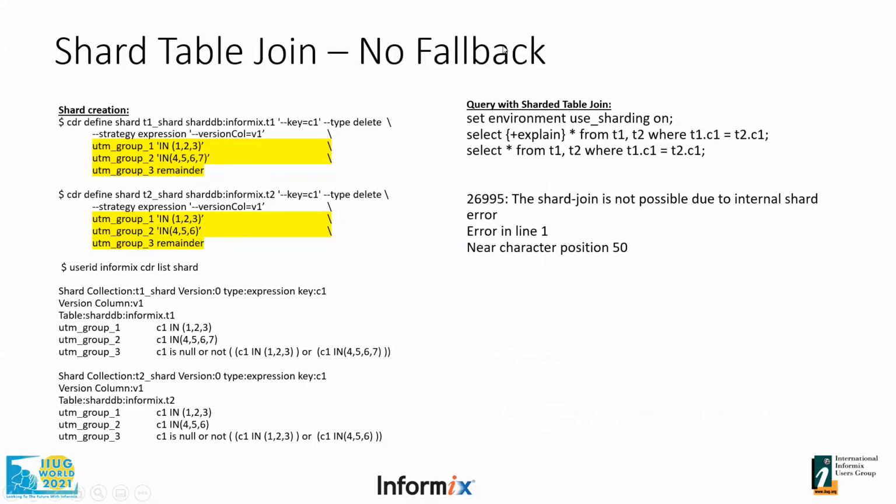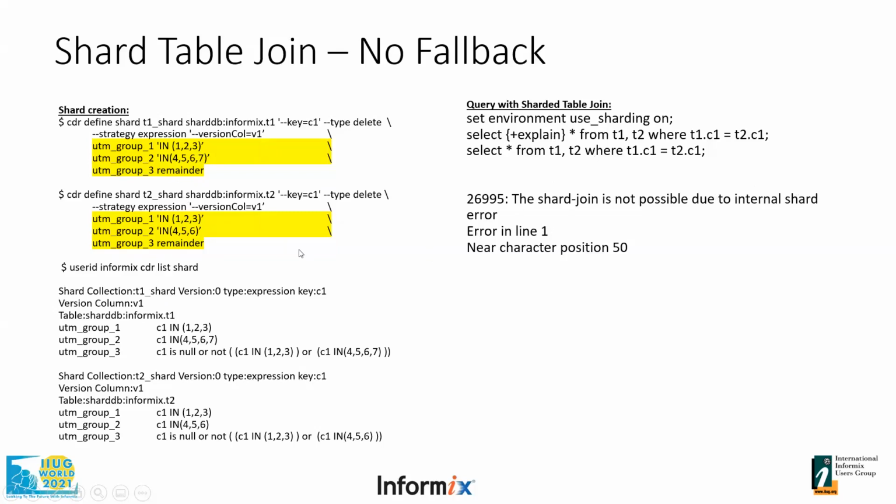In case of no fallback, for some reason, especially here, as you notice, the UTM group 2 instance has different values, a different expression, compared to the second shard. So these two are not compatible. And in that case, if you execute it, it's going to throw an error.